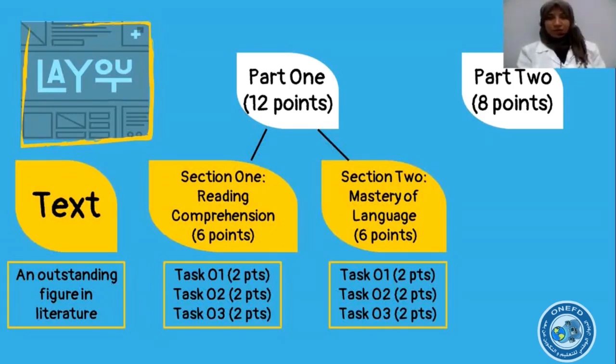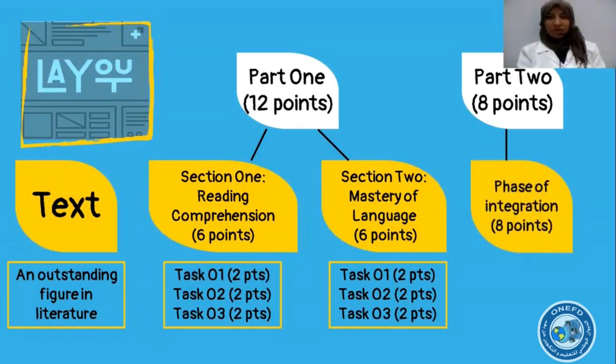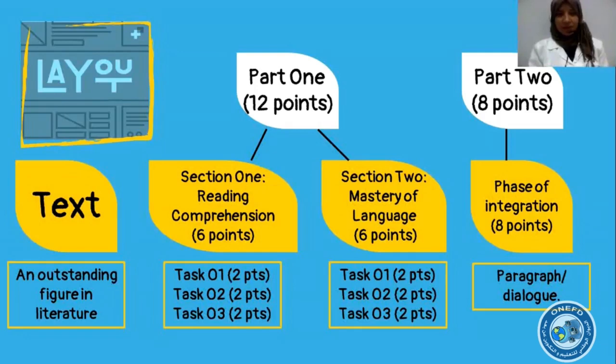Now we move to part 2 for 8 points. For part 2 we have a phase of integration. It means you are going to write a paragraph or a dialogue about a topic that is related to the text. If your text is about an outstanding figure, you are going to write in the phase of integration about the same topic. So this is the layout of the exam in general.